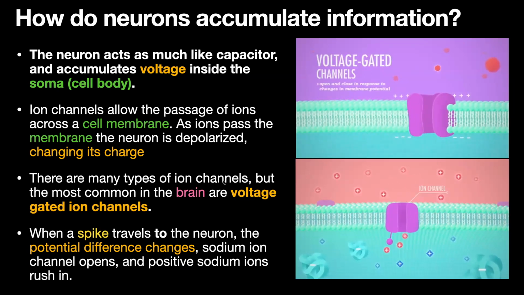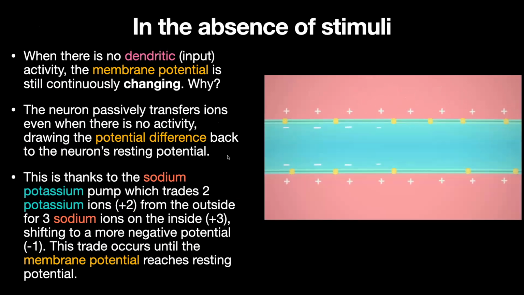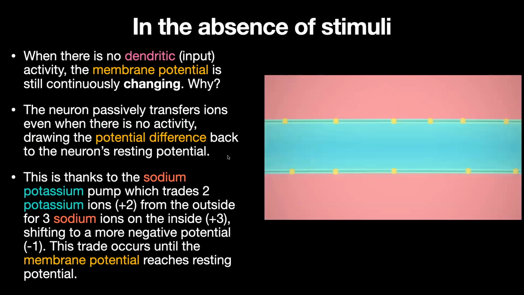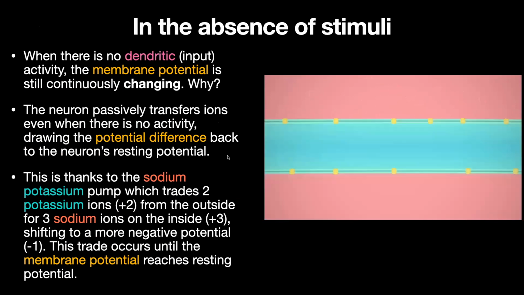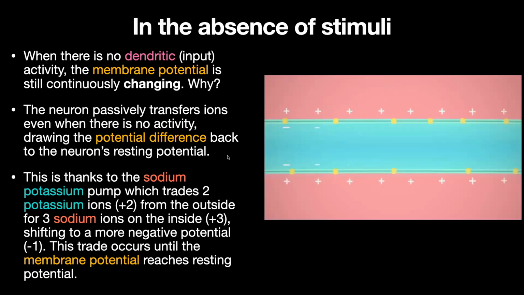There's also another one, which we're going to talk about in the next slide, which is in the absence of stimuli. When there's no dendritic input, the membrane potential is still continually changing. You might be wondering, why is it changing if it's supposed to be acting like a capacitor? That's because the neuron passively transfers ions even when there's no activity, which draws the membrane potential back to the neuron's resting potential. So in the absence of any stimuli, the voltage inside the neuron is just going to go back to zero over time.